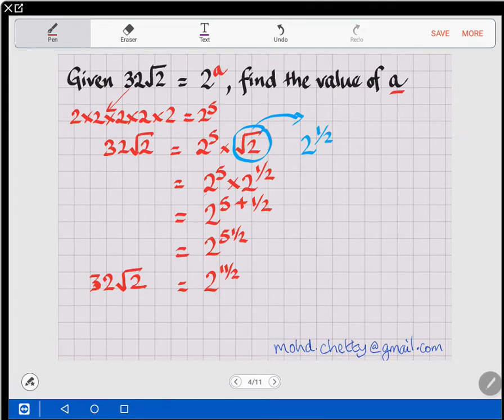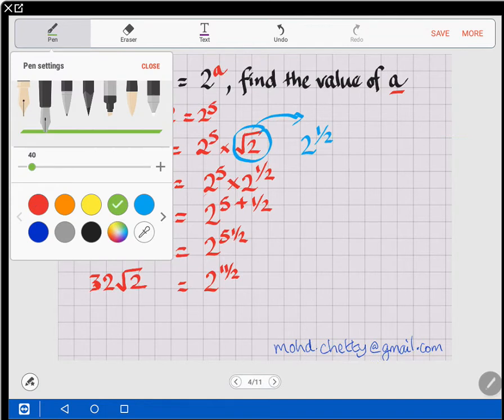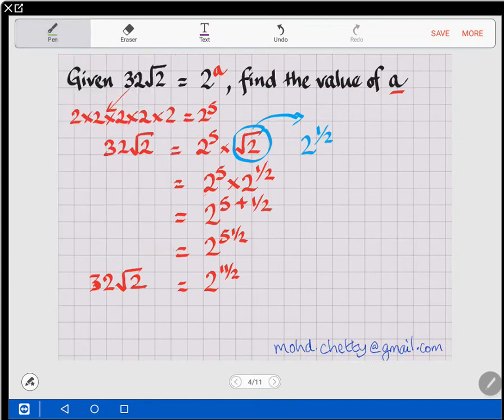The question says find A, find the value of A. This is equal to A. This is not an exam question, but you know, A gets 2 or 3 points for this. A is 11 over 2. Correct?